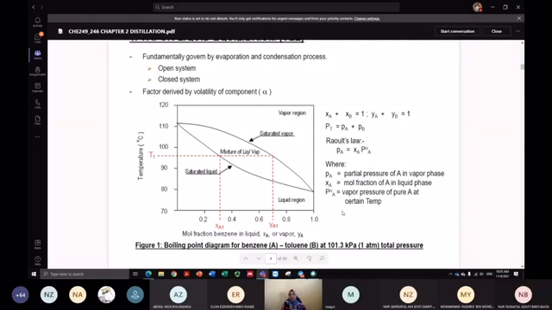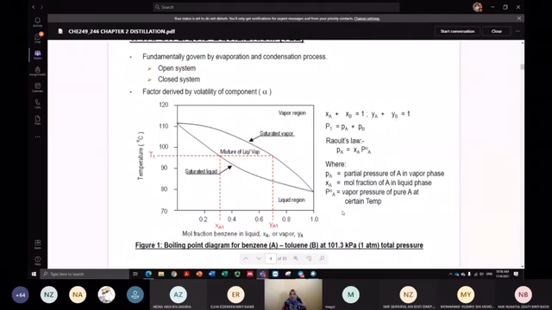Basically, what you have to know is about the relationship of mole fraction. If you have a binary mixture, component A and component B, the sum of the mole fractions will give you the value of 1. In the liquid form, we use X. In the gas form, we use Y.